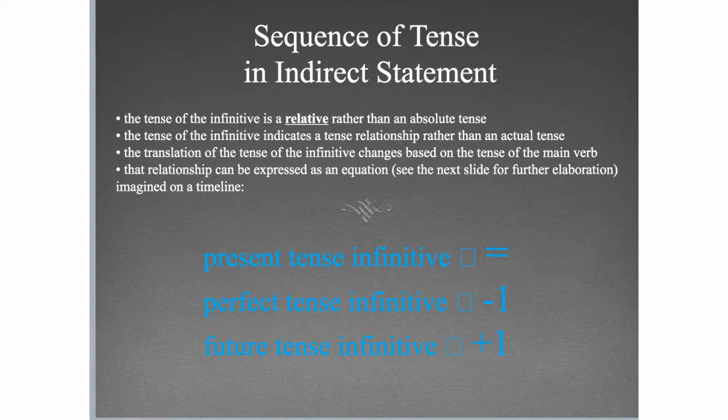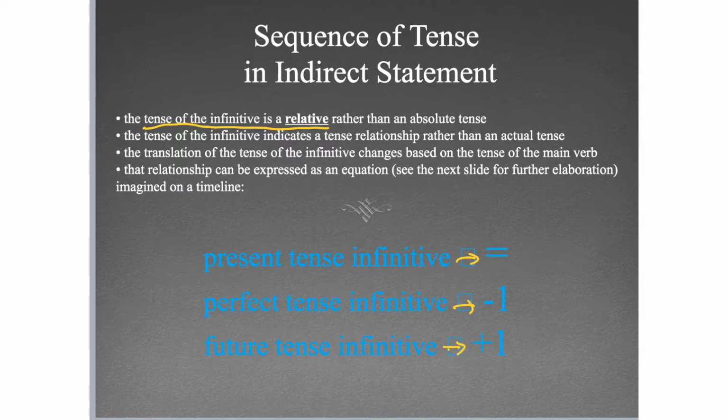Okay, so sequence of tense. All right. In indirect statement, the tense of the infinitive is relative. What that means is the way that you translate the infinitive will shift based on the main verb. So the hard part is a present infinitive isn't always going to be translated in the present. Same with a perfect, etc. All right. These squares are arrows. For some reason, they don't translate, so apologies about that.